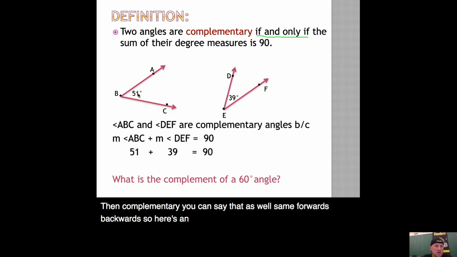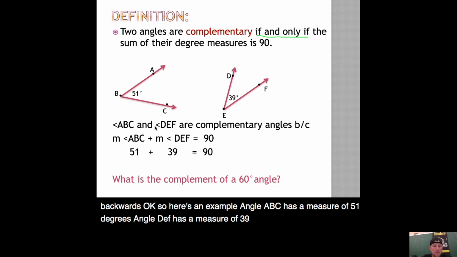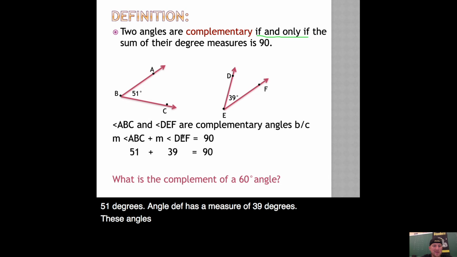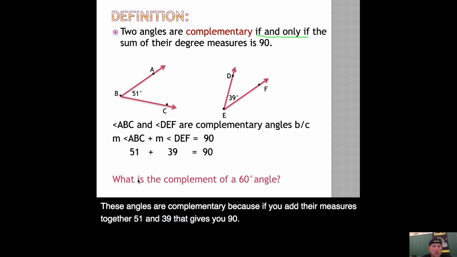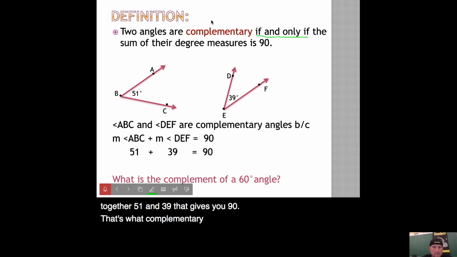Angle ABC has a measure of 51 degrees. Angle DEF has a measure of 39 degrees. These angles are complementary because if you add their measures together, 51 and 39, that gives you 90. That's what complementary means. It means they add to 90.